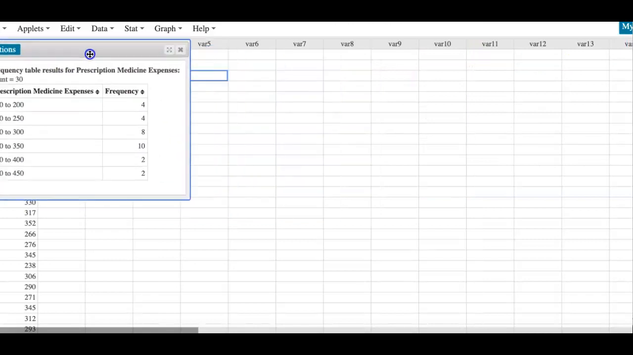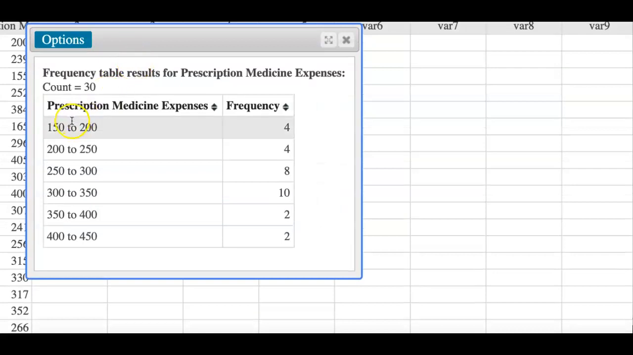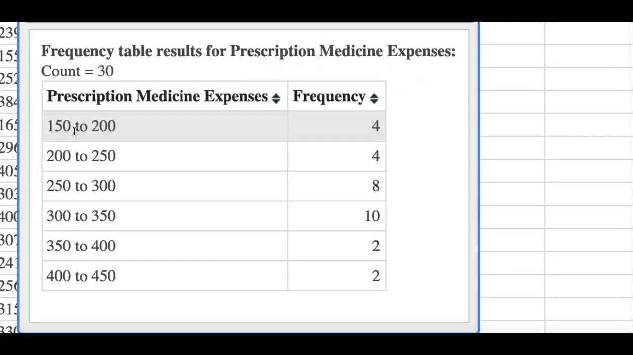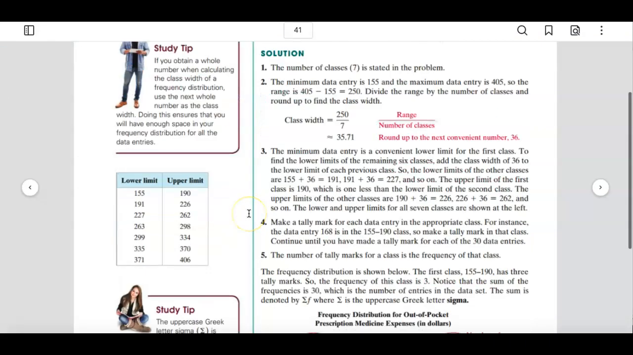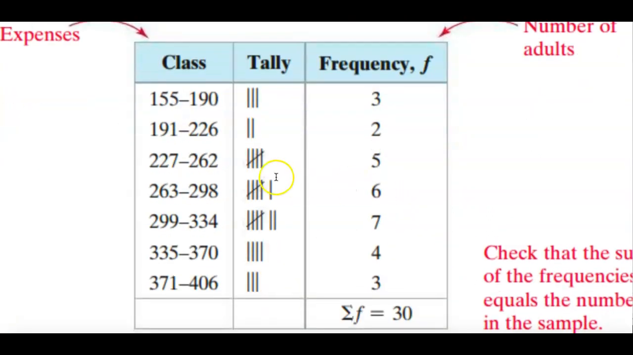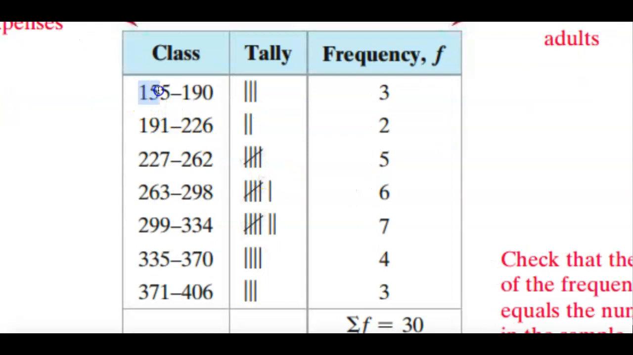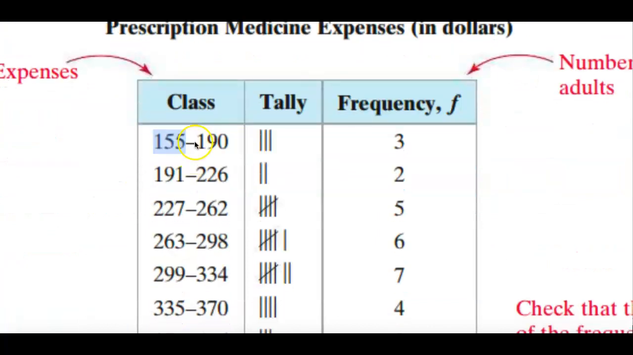But now this is a good opportunity for me to talk about why it looks like the classes are overlapping. For example, if someone is paying exactly $200, will that person go into the first group or the second group? Our textbook didn't do this. If you take a look at our textbook examples, here you go. Their class goes from 155, that's the lower limit, to 190.